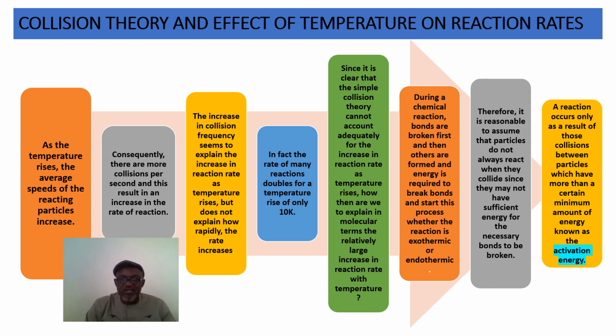But what it's saying now is that not all collisions will lead to reactions, because bonds must be broken before reactions can take place. So there must be something that will guide us to know those collisions that are able to go into the reaction. It means that a reaction occurs only as a result of those collisions between particles which have more than a certain minimum amount of energy, known as activation energy. It is only those reactant molecules that collide and have more than this activation energy that can go into reaction.